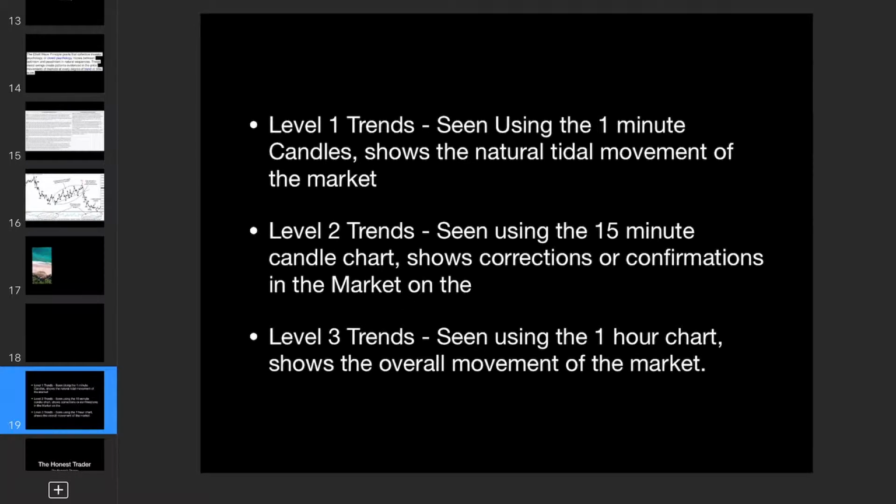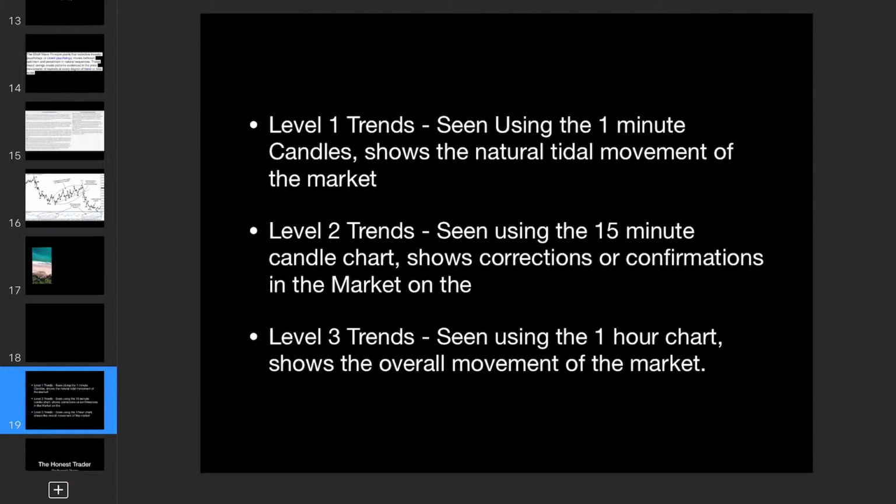So the level 2 trends, seen using the 15-minute candle, show the corrections or confirmations in the market. If the overall trend is showing that the market is moving up, the 15-minute candles may confirm that, or may even signal that it is going to correct and change. And then the level 3, you could see using the 1-hour charts, and so you could see the overall trend of the market. So that's the basic introduction to the tide theory.